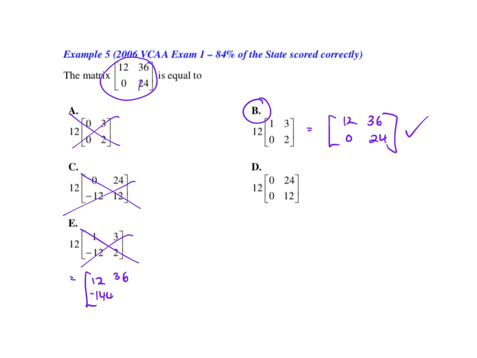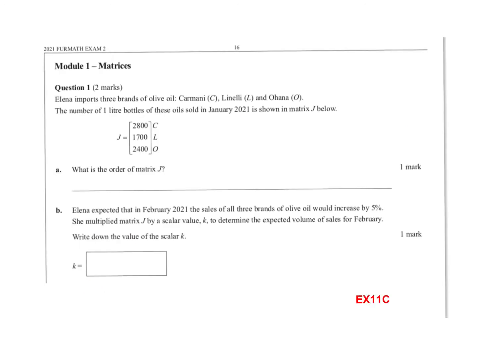Okay, there's an example. Okay, let's have a little look. So Elena imports 3 brands of olive oil, Carmini, Linelli, and Ohana or something. The number of 1 litre bottles of these oils sold in January 2021 is shown in matrix J below. What is the order of matrix J? Nice, easy one marker for us. 3 by 1, there's 3 rows.